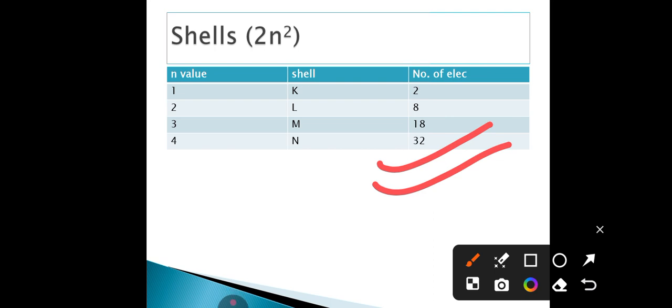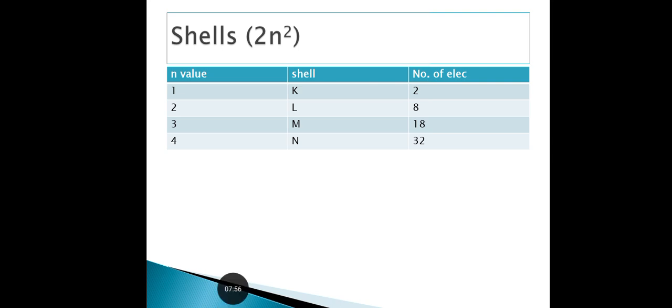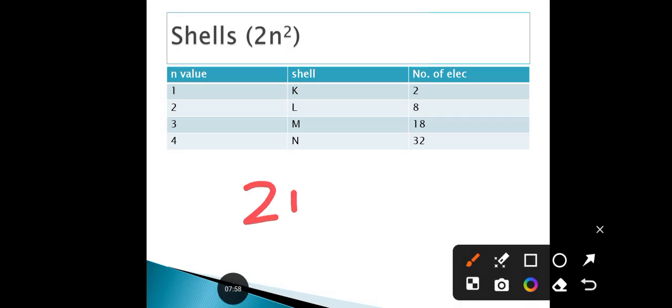Now suppose I say n is 1. The maximum number of electrons will be 2. n is 2, maximum number of electrons will be 8. n is 3, maximum number of electrons is 18. n is 4, 32. Now how did we get these numbers? Very simple. We have the formula 2n square.